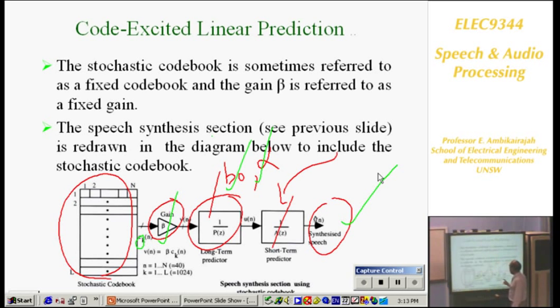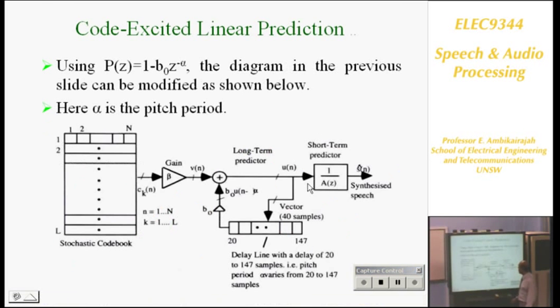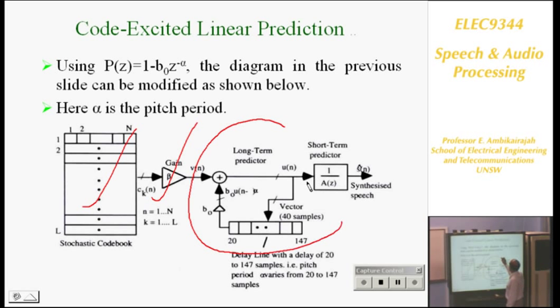Okay. We have looked at the code excited linear prediction on the first part of it, now we look at it further. How do we replace the long term predictor? We got the stochastic code book, we got the gain part, and now we have the long term predictor here, and we know what we had previously, and we now replace it like this.